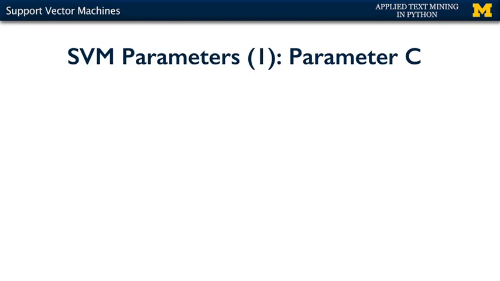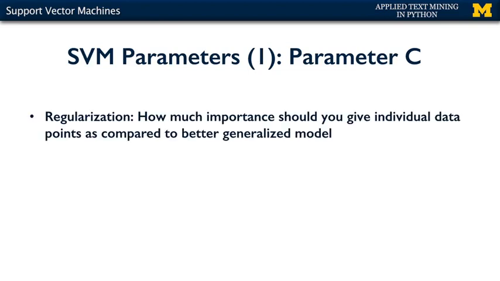Okay, so let's look at what the parameters are when you learn a support vector machine. One of the most critical parameters is parameter C, and that defines regularization. Regularization is a term that denotes how important it is for individual data points to be labeled correctly as compared to all the points in the general model. So how much importance should we give to individual data points?